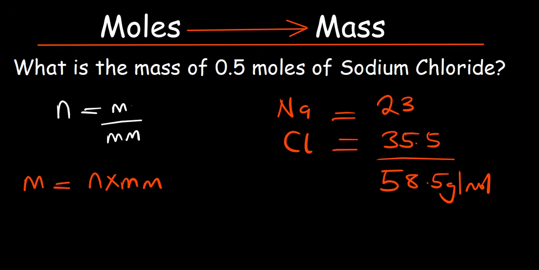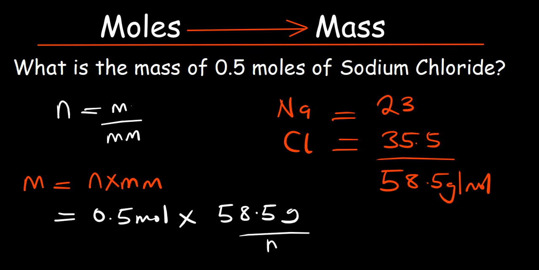Okay, so basically we found that. So now what do we do? We just need to replace the number of moles we've been given, that is 0.5 mole. This is multiplying by 58.5 grams per mole.